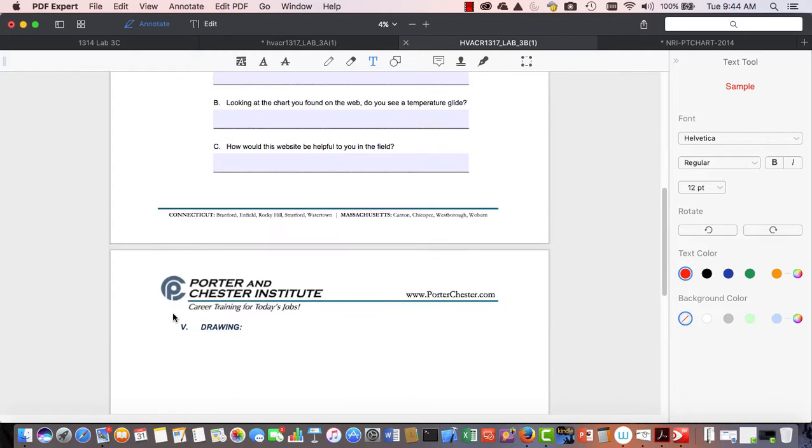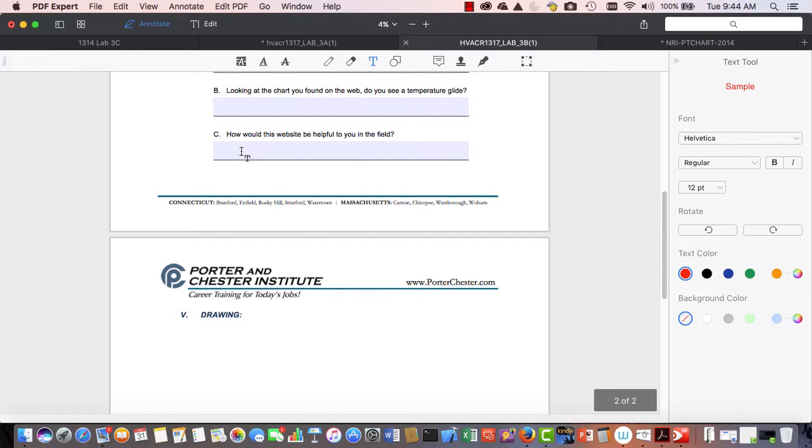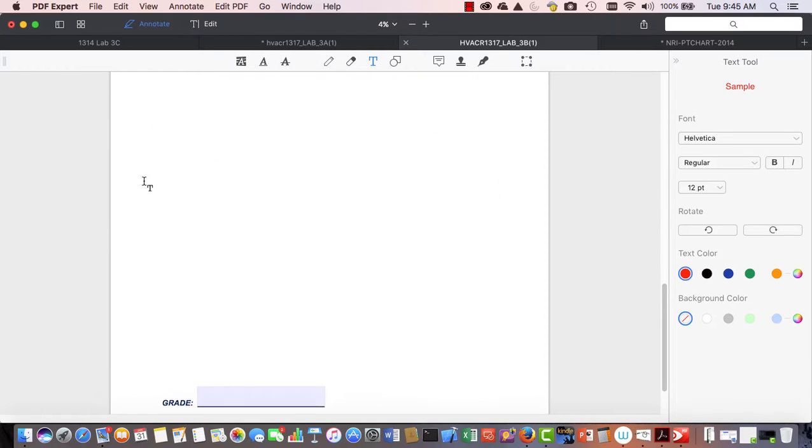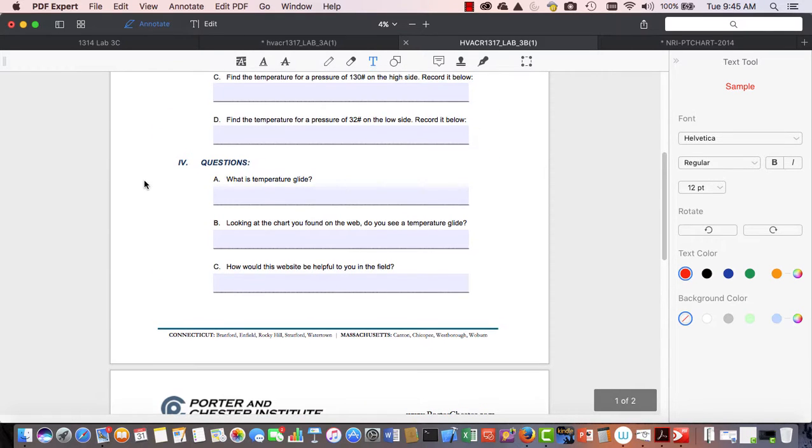How would the website be helpful to you in the field? Well, I can think of a number of things, because it provides the technical support for the refrigerant. You might need it to find the correct refrigerant. You might need it to see if you have a leak. You might need it for troubleshooting. There's no drawings on this lab. But again, be able to use your web resources for technical support. And that wraps up this short overview or recap of what's in your Lab 3A and 3B.